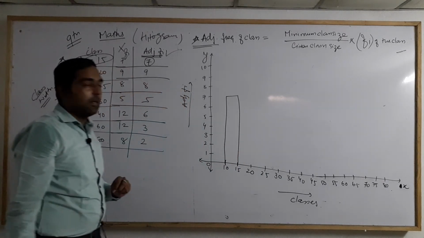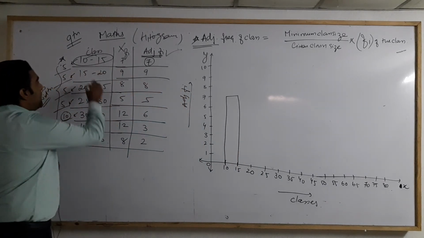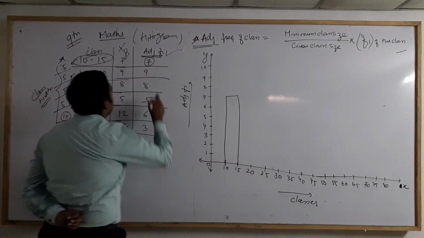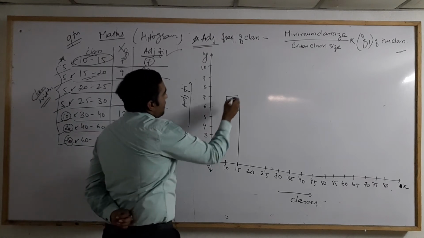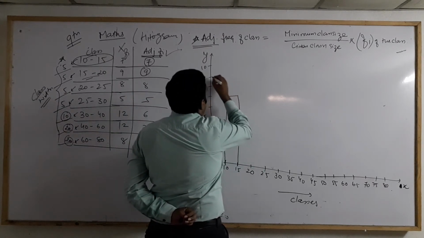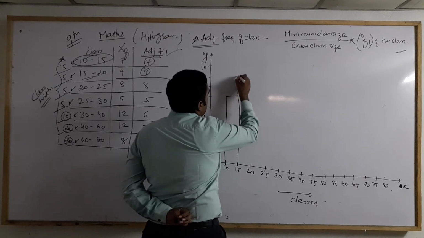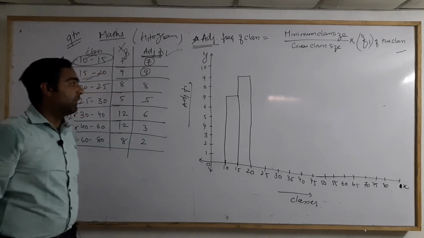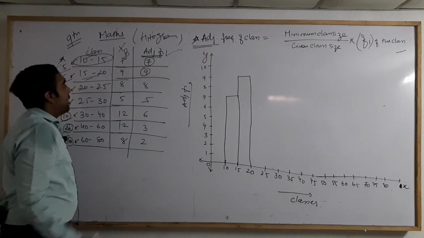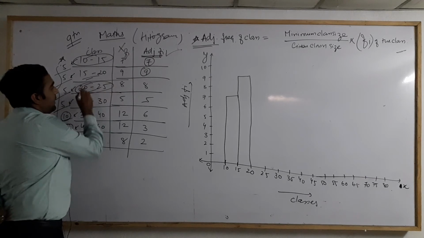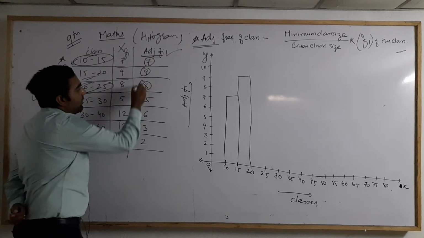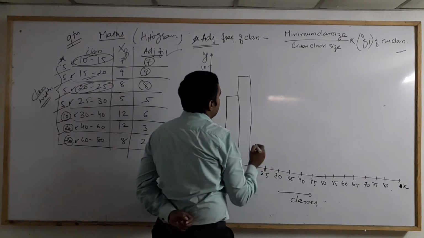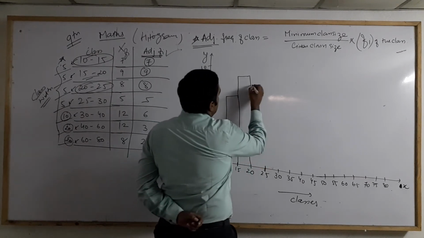like this. Okay, now for 15 to 20, my adjustable frequency is 9. So I can use this for 15 to 20. Okay, now we are moving to 20 to 25. My adjustable frequency is 8. For 20 to 25, the end of the class is 25 and my adjustable frequency is 8.